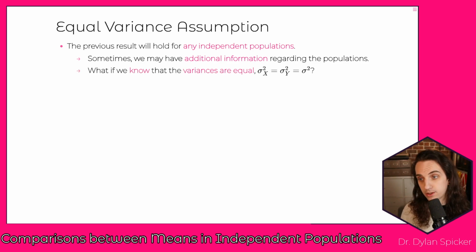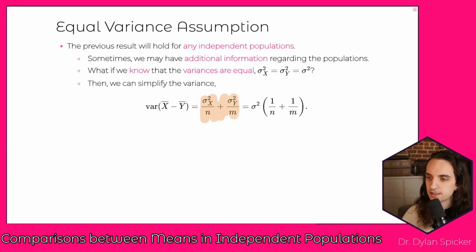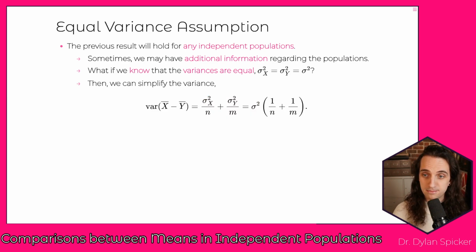So if we were to know, for instance, that the variances were equal, so we have sigma x squared equals sigma y squared, and we'll just say that that's equal to some common variance that I'll call sigma squared here. Then if we're going to be simplifying down this variance expression, notice that we have the same variance here. It's still sigma x squared plus sigma y squared, but both are just equal to sigma squared. And so we can write it in this somewhat simplified manner here.